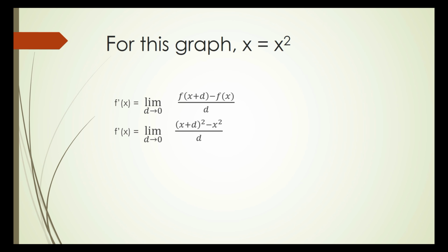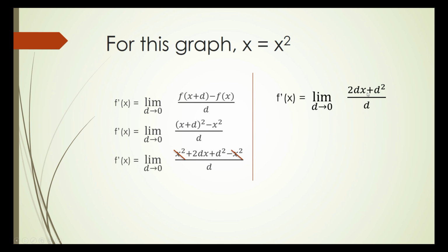From here, I can actually expand this part. So now I have x squared plus 2dx plus d squared minus x squared. These two x squareds can cancel each other. So now I'm left with 2dx plus d squared over d. I can actually cancel the d's too. I can cross out the d's, so it's going to give me 2x plus d.